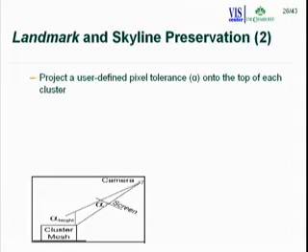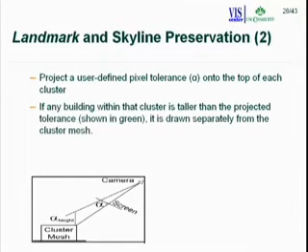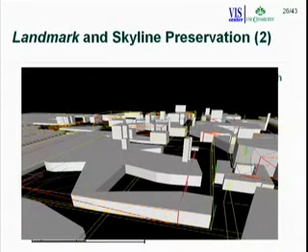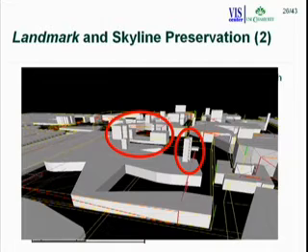The way that's done is by projecting a user-defined tolerance alpha onto each cluster mesh. If there's any building in that cluster that's taller than alpha height, then it will be drawn on top of the cluster mesh. In other words, here's a scene of cluster meshes, and in the lower right-hand corner is a little green line, and that's the projected alpha height. These buildings are drawn separately because they are taller than alpha height.